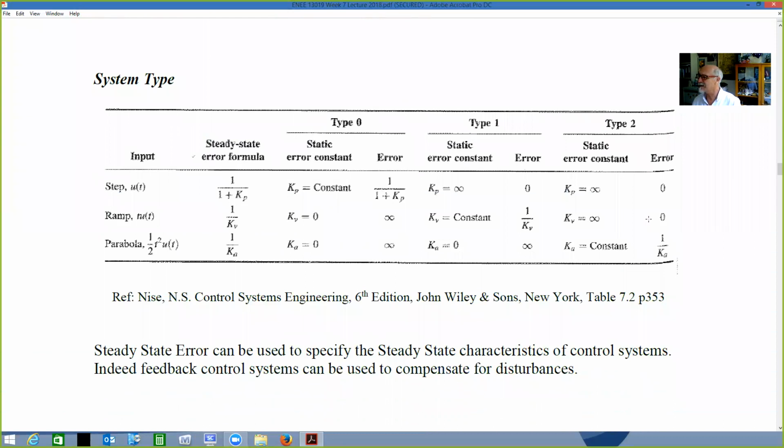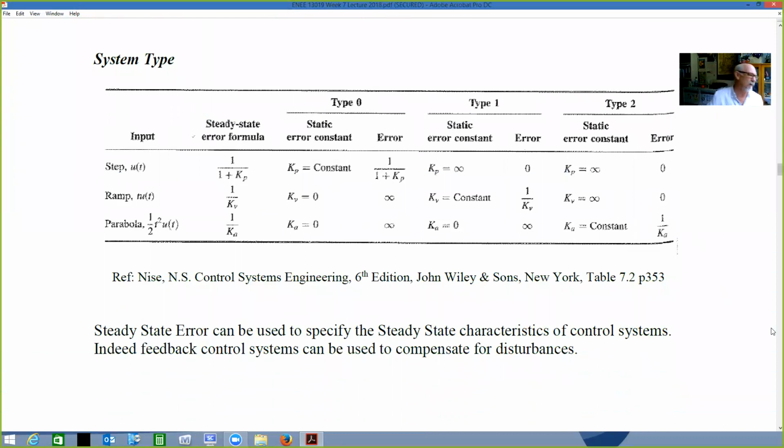So how do we go about defining the system type? Again, sometimes we use this, sometimes we don't. Sometimes a question will say it's a type 1 situation, for argument's sake, or a type 1 system. So this is how they go about doing it. Looking at the inputs, the steady state error formula, the static error constant, and the error. For type 0, for a step input, you're going to have this as your formula, this as your static error constant, and this as your error. When you get that kind of configuration, then that's a type 0 for a step input.